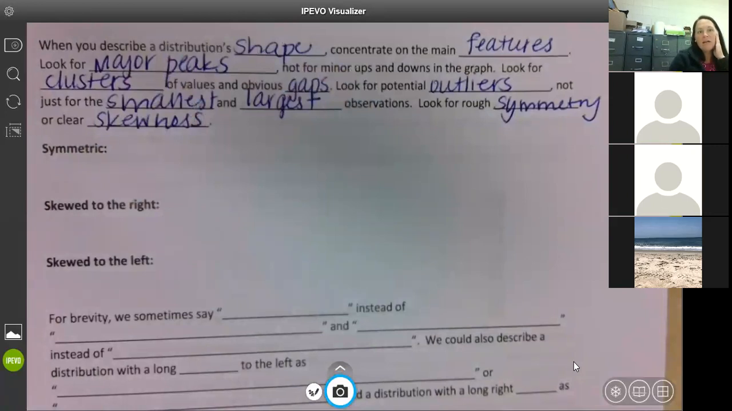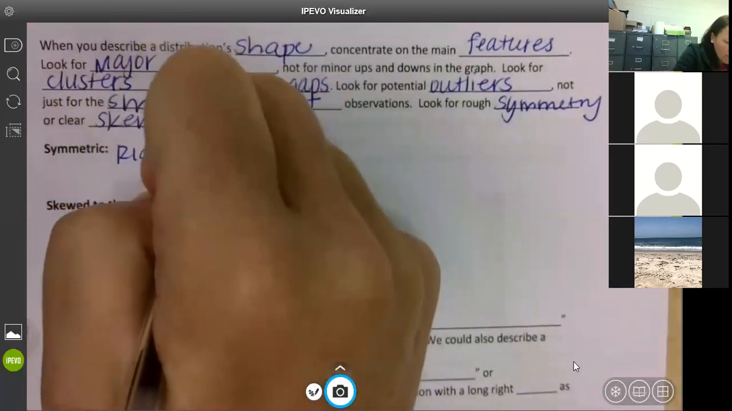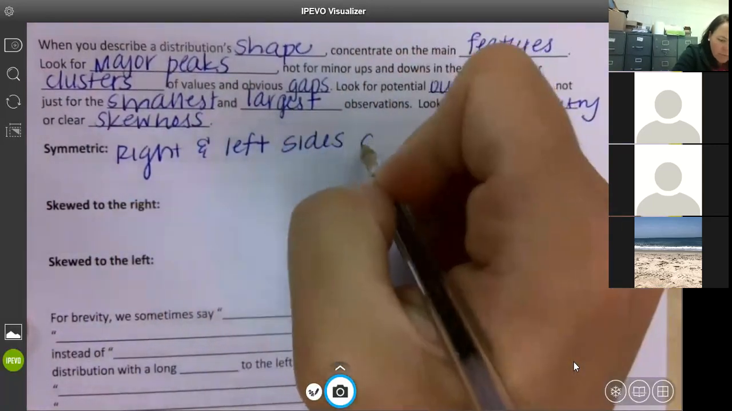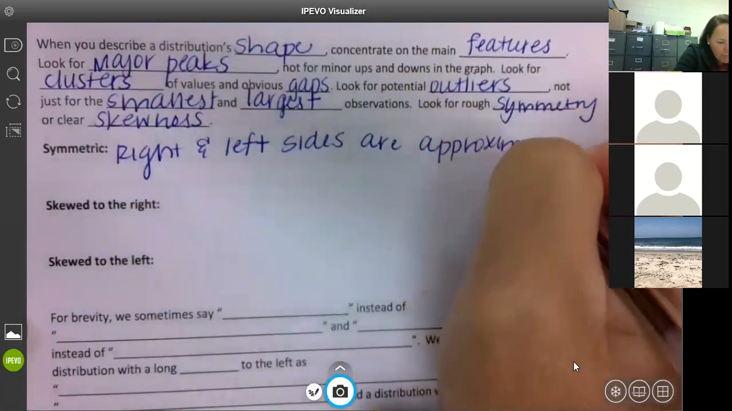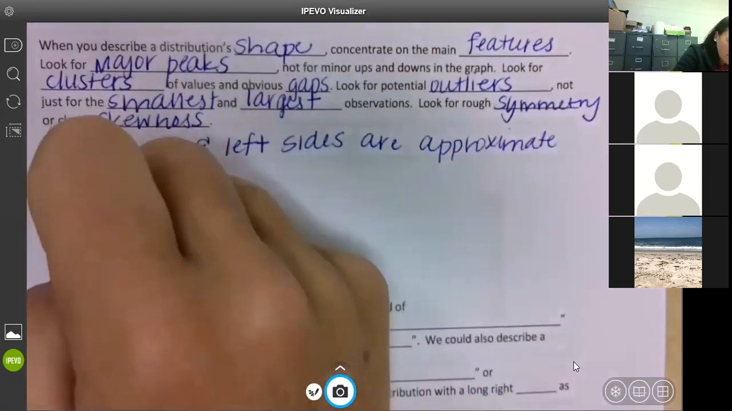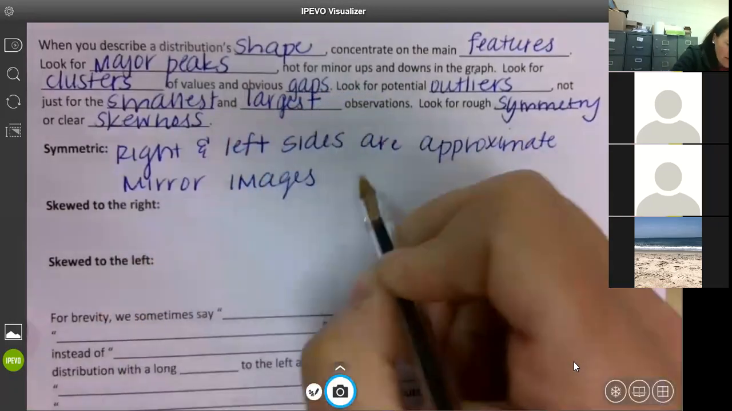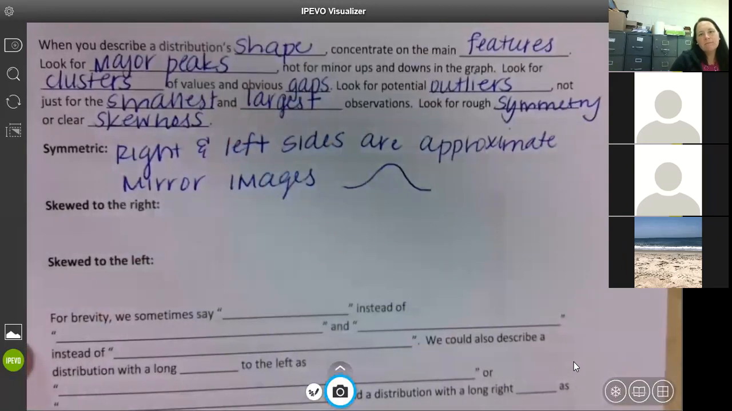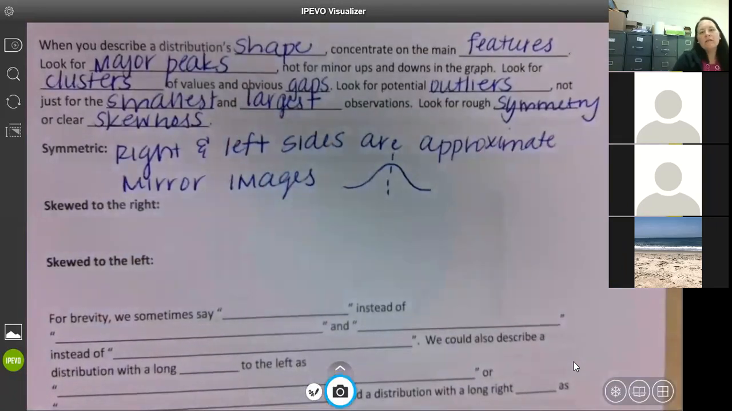All right, so if you get a symmetric graph, the right and left sides are approximate mirror images. And that's that normal hill shape we're looking for. So kind of like that. So your mean or your median would be in the middle and the left and right side pretty much look the same.